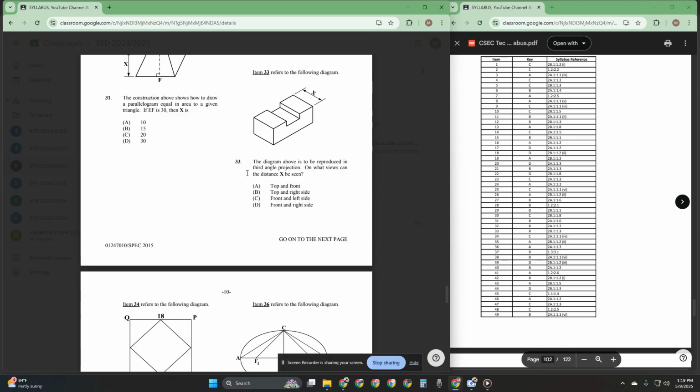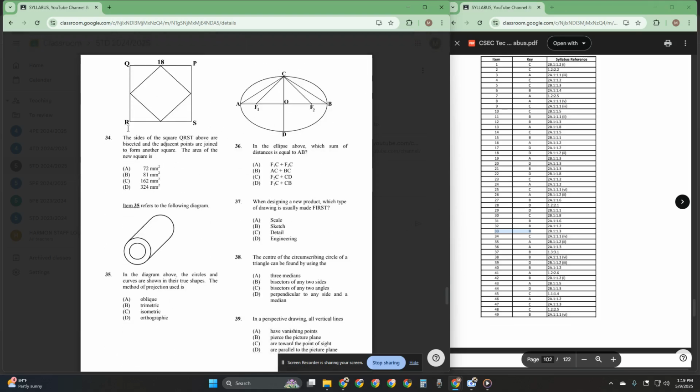33. The diagram above is to be reproduced in third angle projection. On what views can the distance x be seen? So this is the diagram here. A, top and front. B, top and right side. C, front and left side. Or D, front and right side. Number 33B. Yep, the top and the right side.